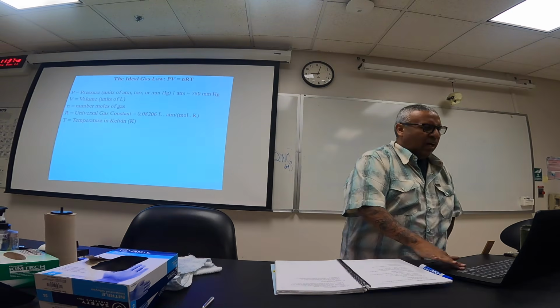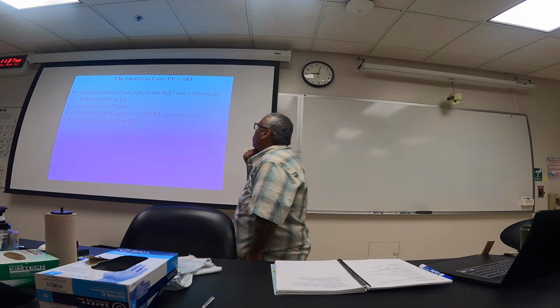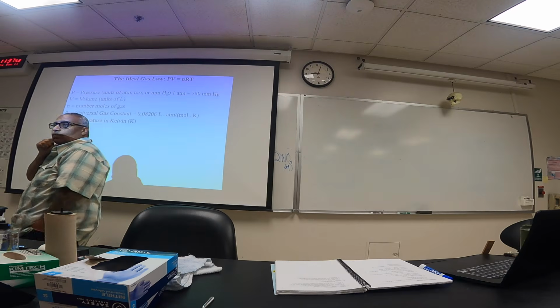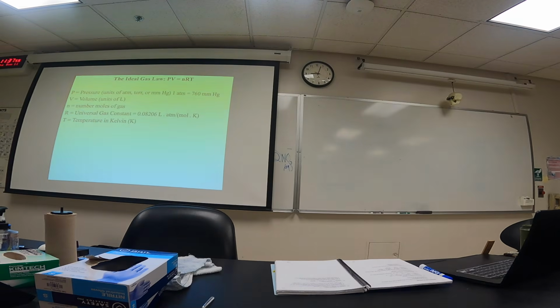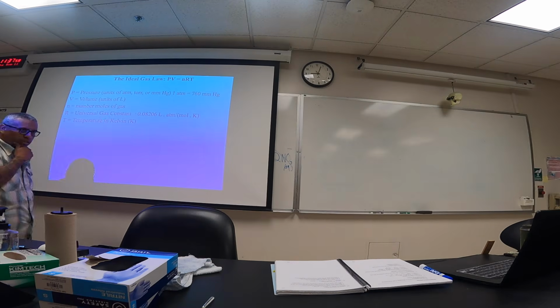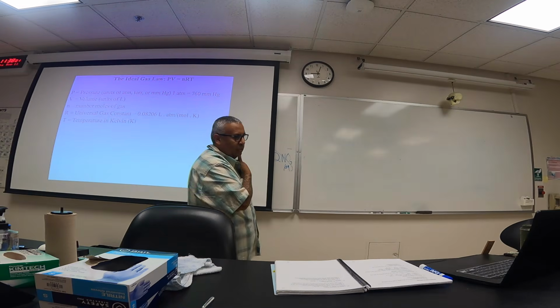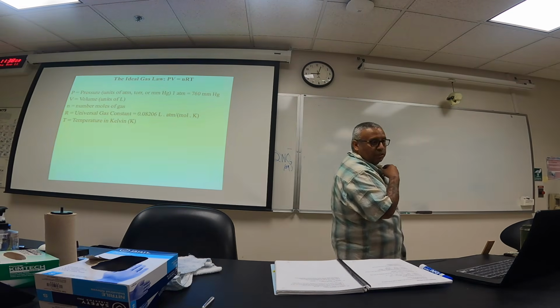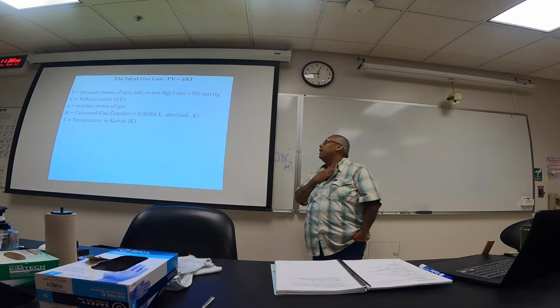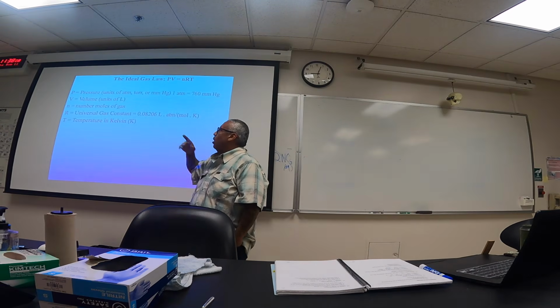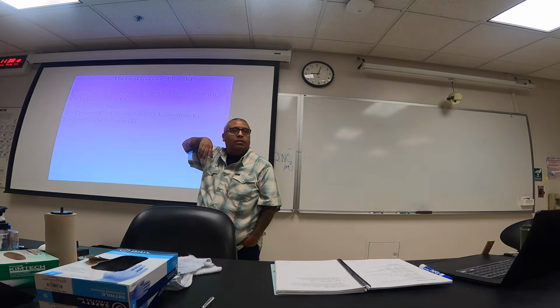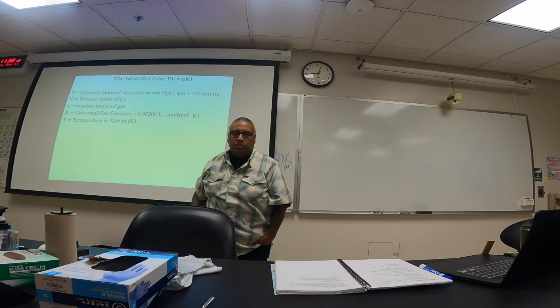All right, ideal gas law. You do need to memorize this formula here. PV equals nRT is what most people say for the ideal gas law. P stands for pressure, V is for volume, n is for the number of moles, R is the gas constant, and T is for temperature.